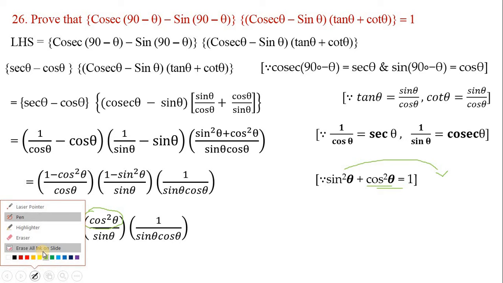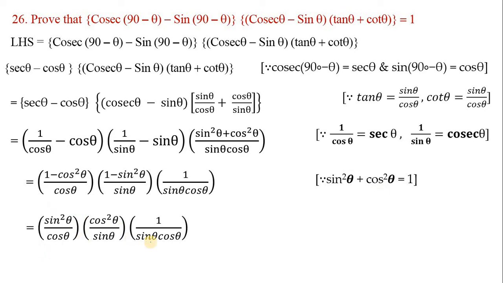And for the next step, this is very important, children. Look here, this is sin square theta, two times sin theta. So one time it is cancelled, and another time this sin theta will be cancelled. Similarly here, cos two times: one time it will be cancelled, and another time it will be cancelled. So finally what is left out? We have got 1. So that is our RHS.